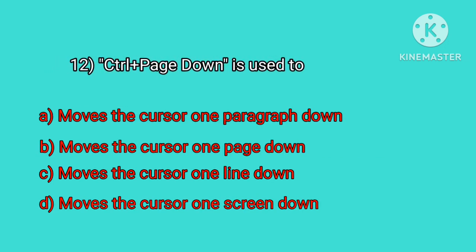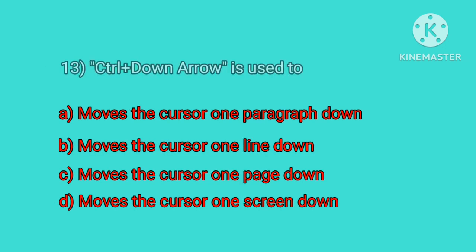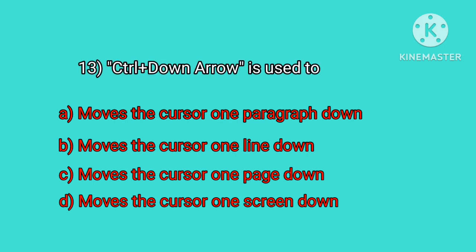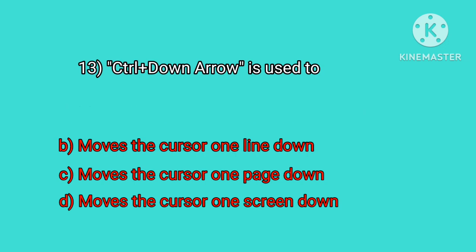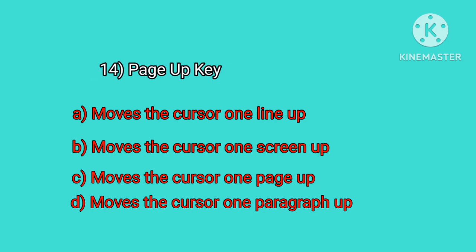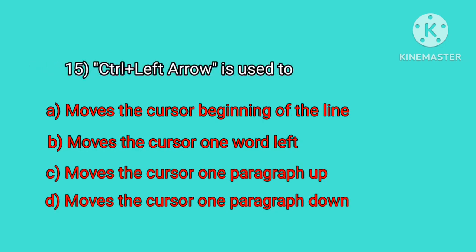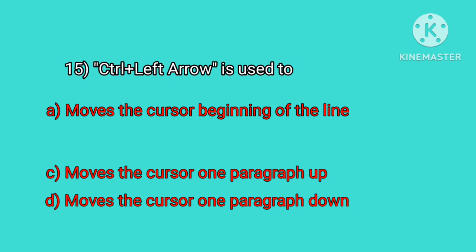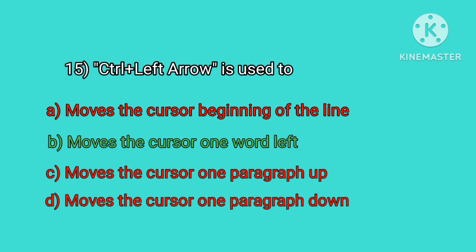Ctrl plus page down is used to move the cursor one page down. Ctrl plus down arrow is used to move the cursor one paragraph down. Page up key is used to move the cursor one screen up. Ctrl plus left arrow is used to move the cursor one word left.